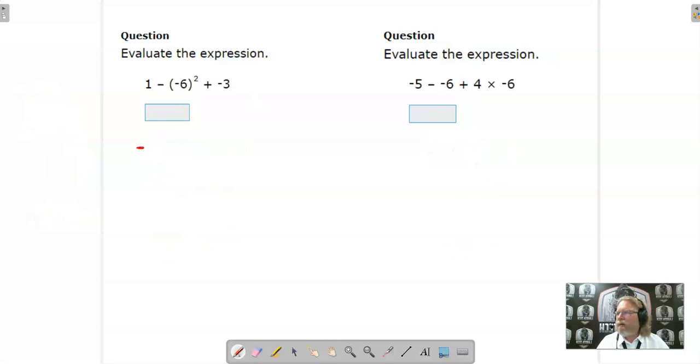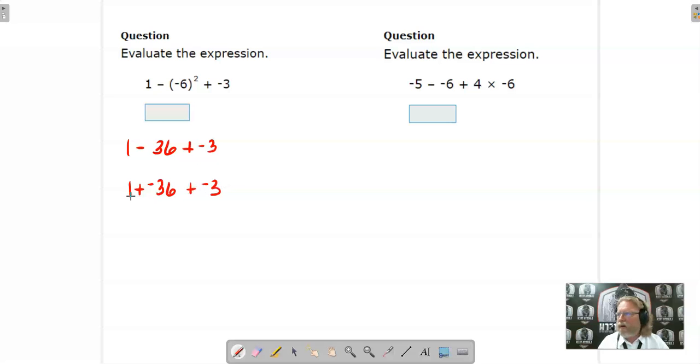On this one here, 1 minus what is negative 6 squared? Well, 6 times 6 is 36. Negative times negative is positive, so that's 36. And plus negative 3. 1 minus 36 is the same as 1 plus negative 36. And let's go ahead and bring down our plus negative 3.